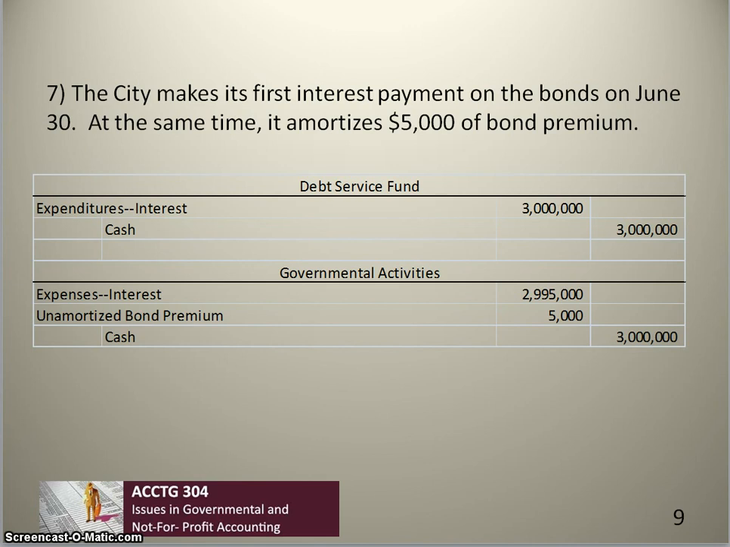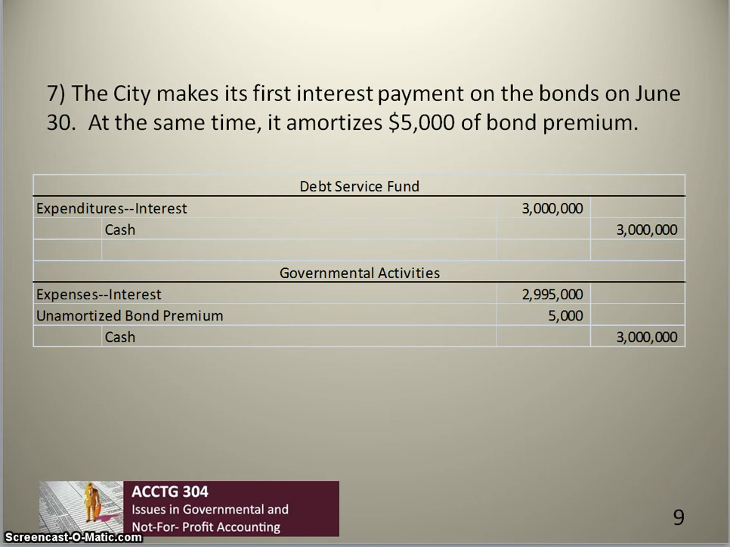Next, the city makes its first interest payment on the bond on June 30th. At the same time, it also amortizes $5,000 of the bond premium. So in the debt service fund, we record as an expenditure the payment of interest, the $3 million, which is the face amount of the bonds, $100,000, times 6% interest, times 1/2, because this is a semi-annual interest payment. And we credit the payment of the cash of $3 million. Note that we don't record anything in the debt service fund having to do with bond premium because we don't recognize bond premium as a liability in the governmental funds.